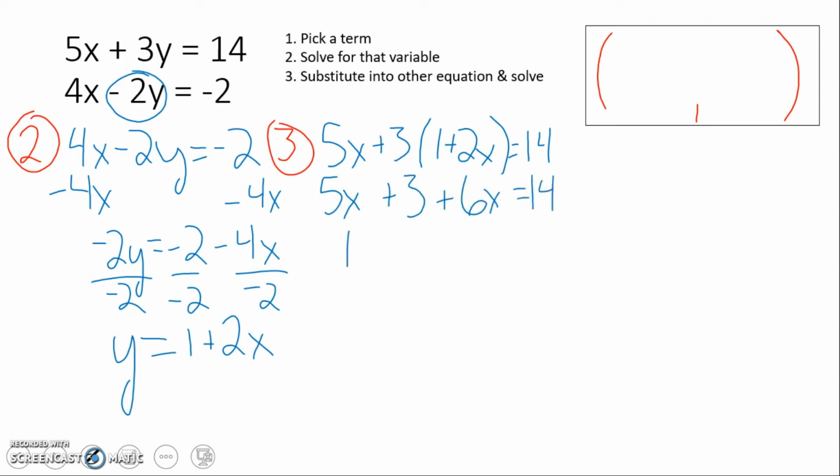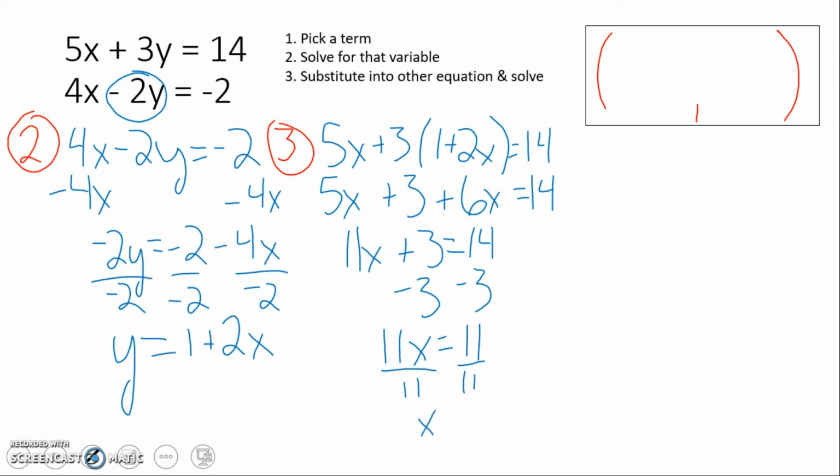5 plus 6 is 11, so we have 11x plus 3 equals 14. Subtract 3 from both sides. Get 11x equals 11. And then we'll find when we divide both sides by 11, x is 1. So now we have the 1 in our answer.